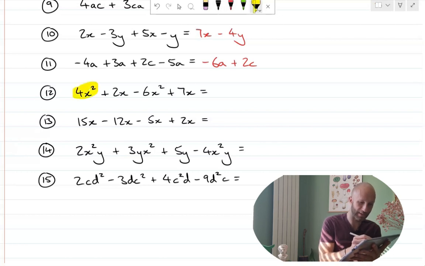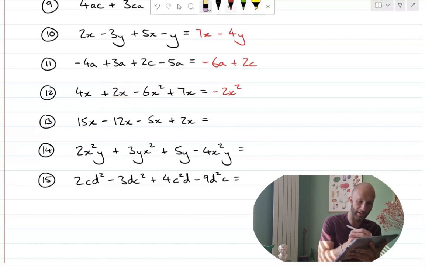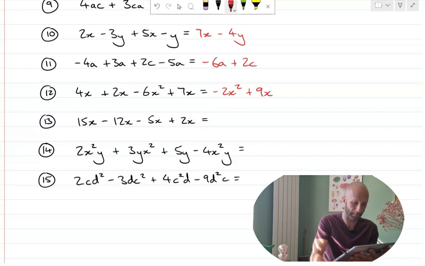So 4x squared minus 6x squared, which is minus 2, and because they're x squared, it's just going to stay as minus 2x squared. And then the other one is plus 2x and plus 7x, which will make plus 9x, and it gives me that sign. So I don't have to think, am I adding or subtracting? It gives me plus 9x, so the answer is I will be adding 9x on.